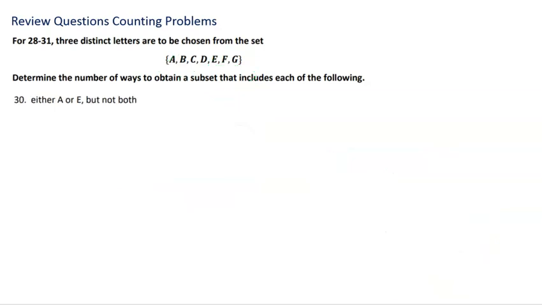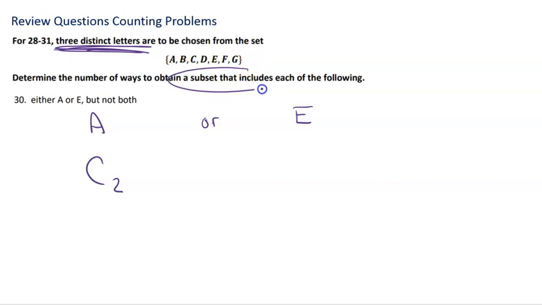And here's a fun one, either A or E, but not both. Now, or, you know what that means? It means we need to add. So, the first set can have A in it, okay, A in it, or the next set can have E in it, but not both, okay? So when we're trying to find 3 distinct letters, and A is one of them, we know we're choosing 2, because we've already picked A, right? And we're choosing 2 other letters to go with A. Order doesn't matter, because it said we're dealing with subsets.